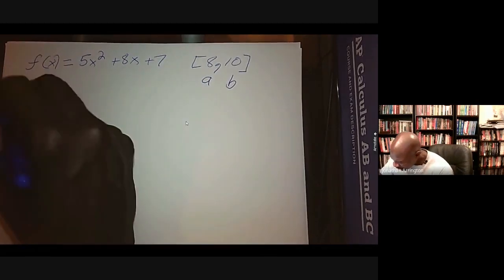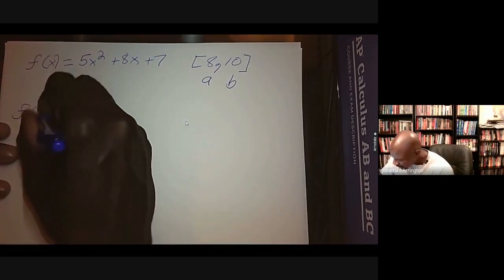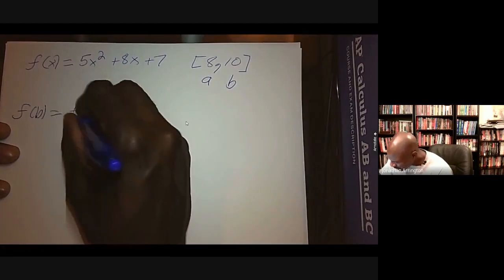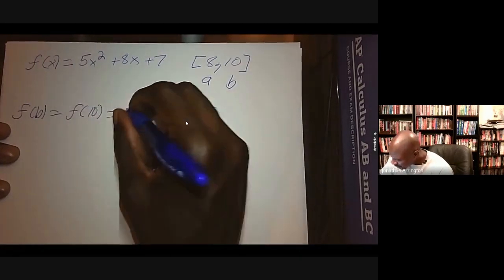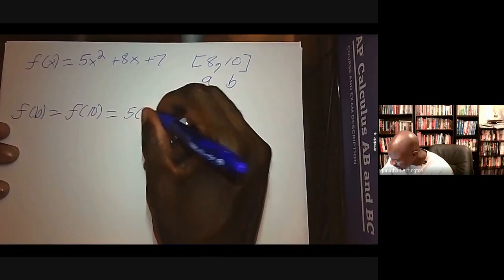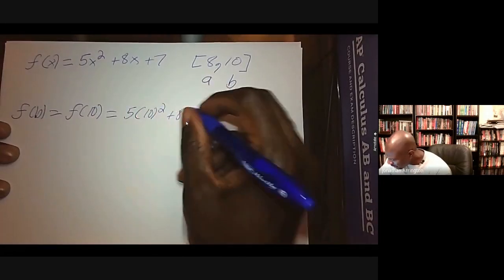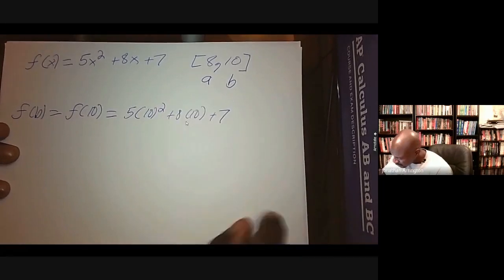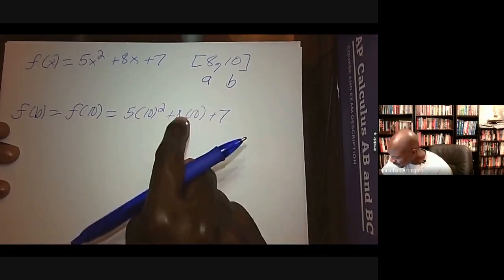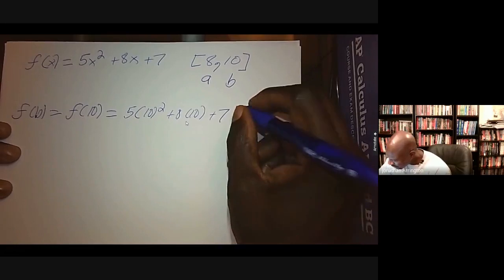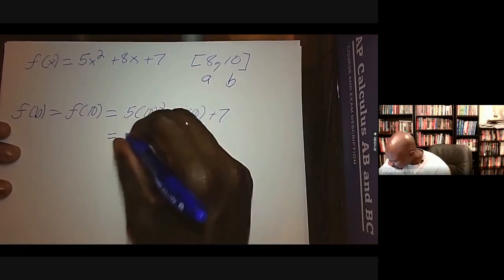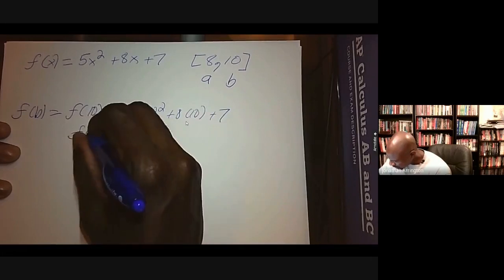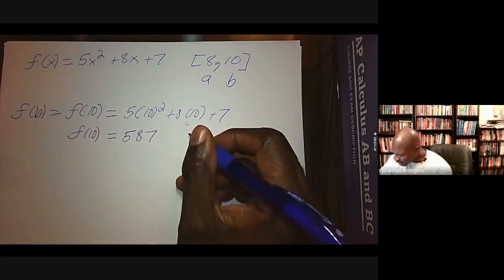So f of b for this problem, since b is 10, is f of 10, which is 5 times 10 squared plus 8 times 10 plus 7. So let's see, this is 587. So f of 10 is 587.